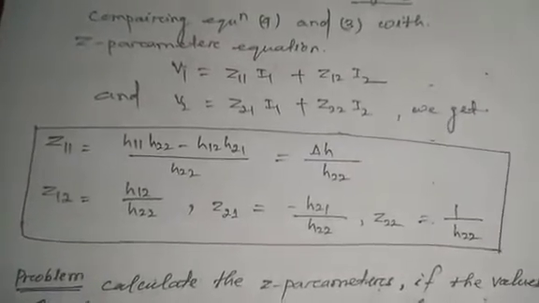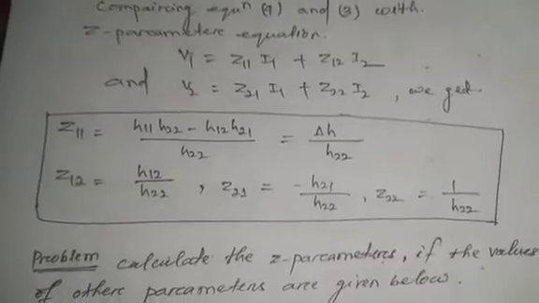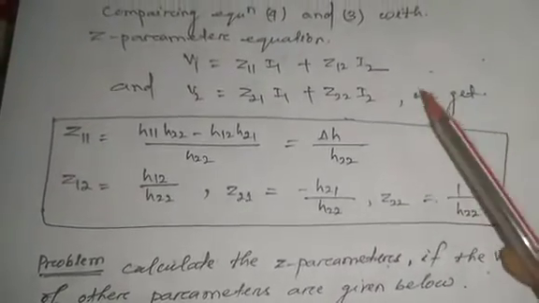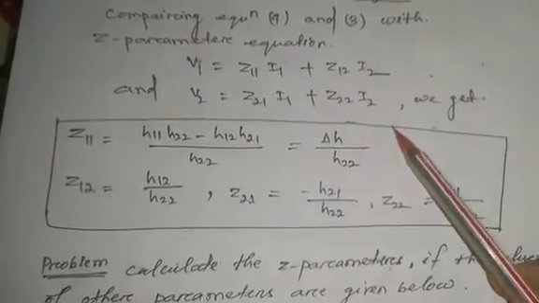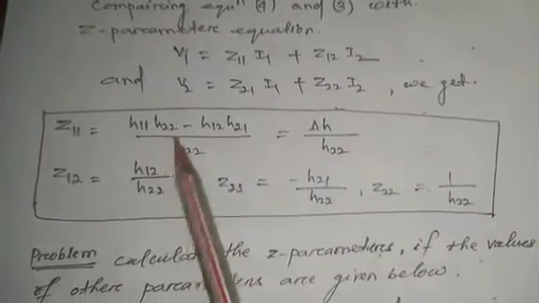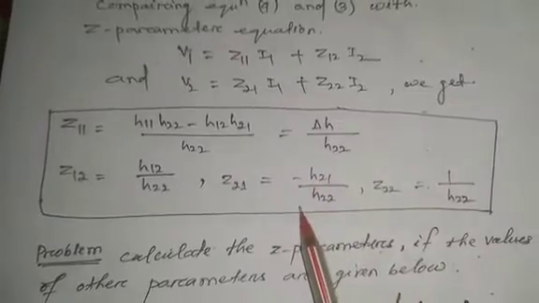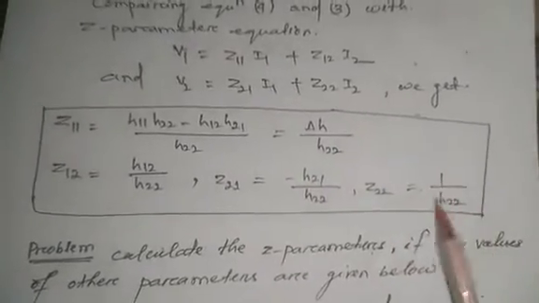Why delta h divided by h22? Delta h means the determinant of the h parameter matrix. That is, delta h is equal to h11 h22 minus h12 h21. Similarly, z12 is equal to h12 divided by h22, z21 is equal to minus h21 divided by h22, z22 is equal to 1 divided by h22.